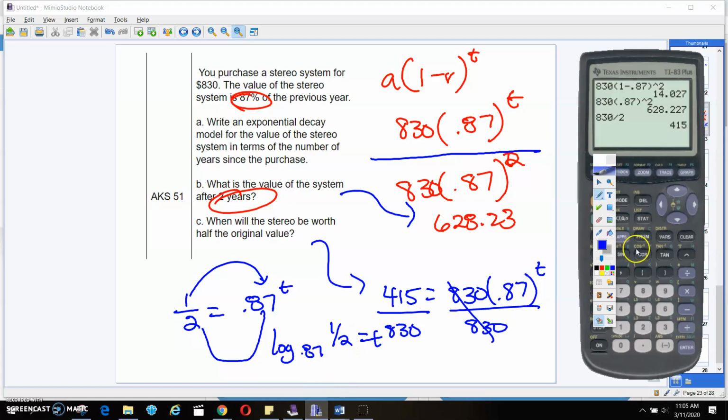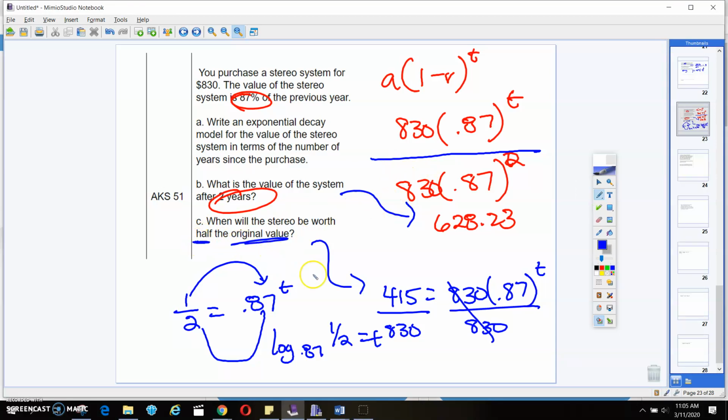I have a question. Yep. Where did the 415 come from? Somebody just asked a really good question. They said, where did that 415 come from? They took 830 and divided it by 2 because it says half the original value.